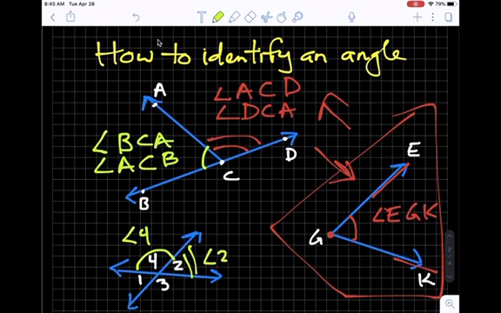A lot of times resources and books will do that just to make it easier. But you have to be able to read it like this as well, because that's how you're going to see it in most of your geometry classes. And they do that so they can be very specific about labeling which angle they want.